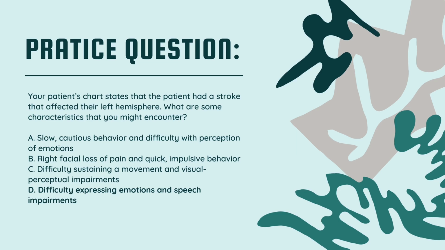C is difficulty sustaining a movement, which automatically is right sided, so we could go ahead and mark that one off. But visual perceptual impairments are also right sided, so C doesn't even have a left sided symptom. Then we have D. Difficulty expressing emotion and speech impairments are more commonly a left hemispheric stroke.